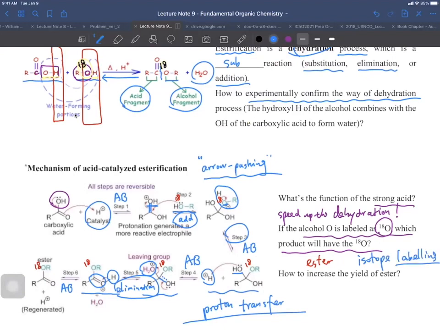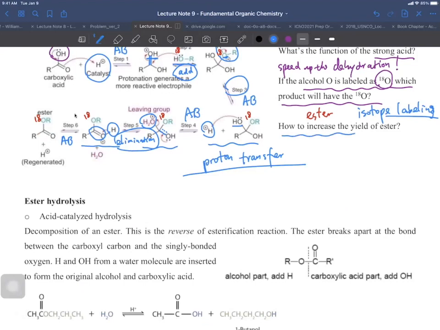Which is common, there's no double L, right? One L. So this method is commonly used to determine the mechanism. I think it's also used in biology to confirm the mechanism of some process.